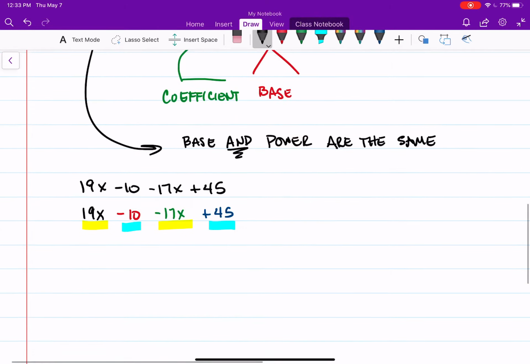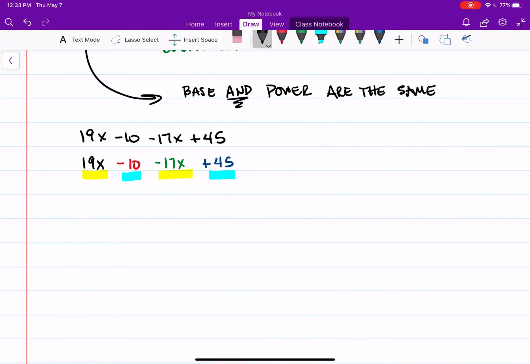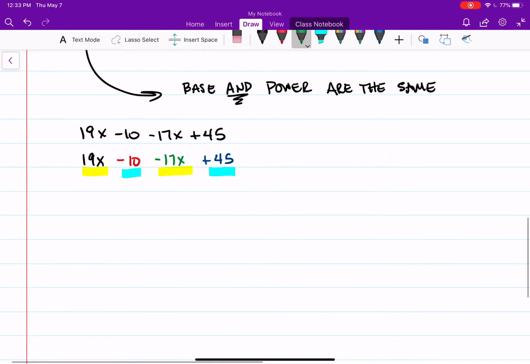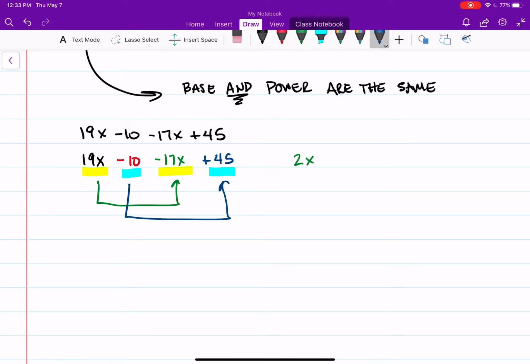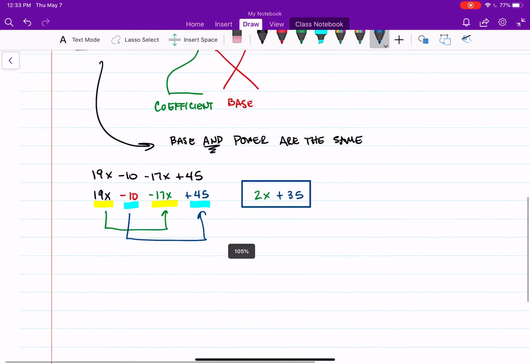Okay, so that's what we would want to do. We would want to add these two together, which is going to be 2x. And then we want to add these two together, which is going to give you a plus 35. So there is my answer. Okay, so that's how we deal with like terms.